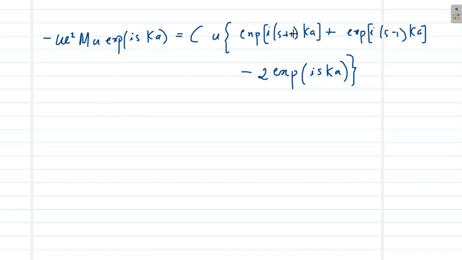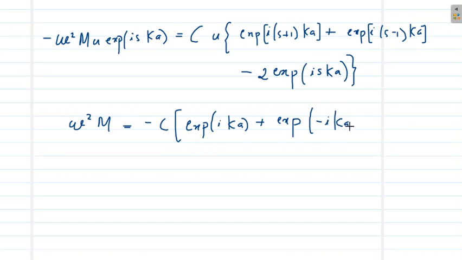Now you can cancel out exponential i s ka in all the terms. So the resulting equation will be omega square m is equal to minus c into exponential ika plus exponential minus ika minus 2.